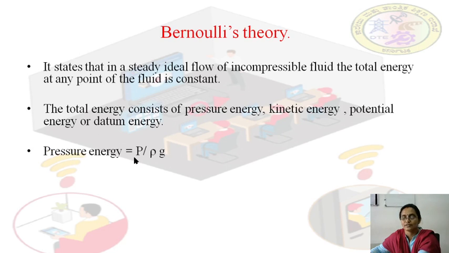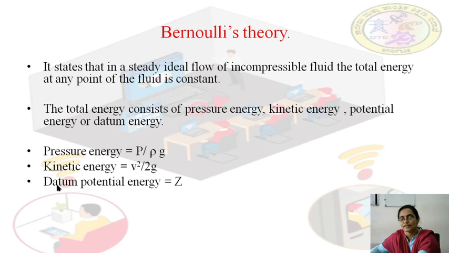So, pressure energy can be denoted by P by rho g. P is the pressure, rho is the density, g is the acceleration due to gravity. Kinetic energy can be denoted by half v squared by g, or v squared by 2g. Datum potential energy is denoted as Z. So these are the three energies.